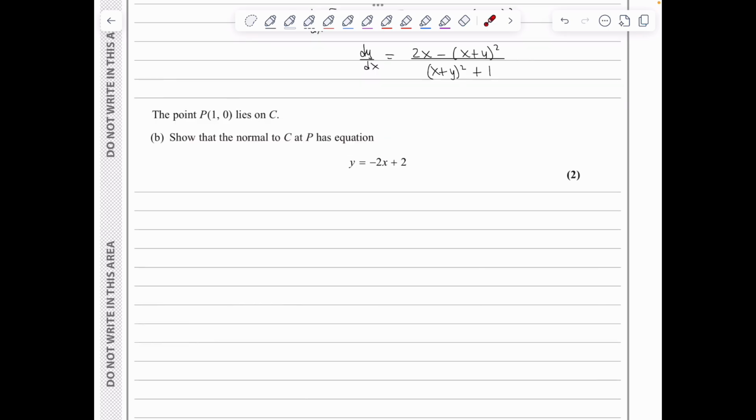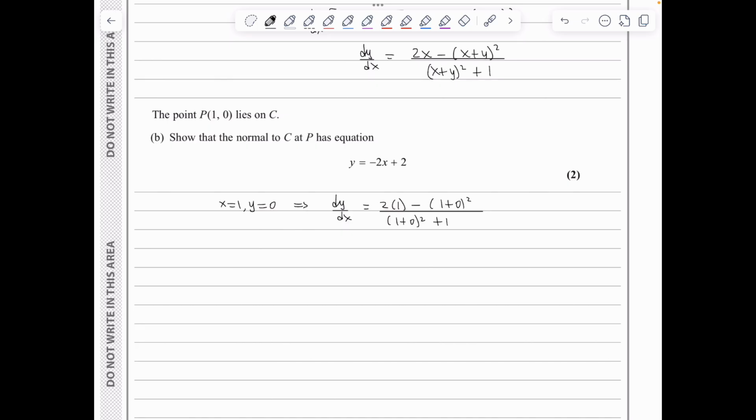Now the point P with coordinates (1, 0) lies on C, and we need to show that the normal to C at P has equation y = -2x + 2. So I will start by substituting x = 1 and y = 0 into the expression we obtained for dy/dx in part A. So dy/dx in this case is going to be equal to (2 times 1 minus (1 plus 0) squared) over ((1 plus 0) squared plus 1).